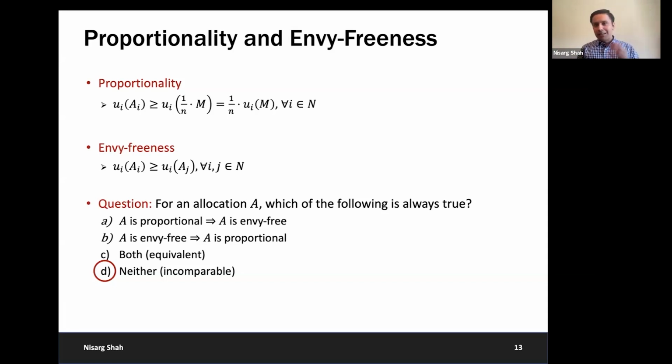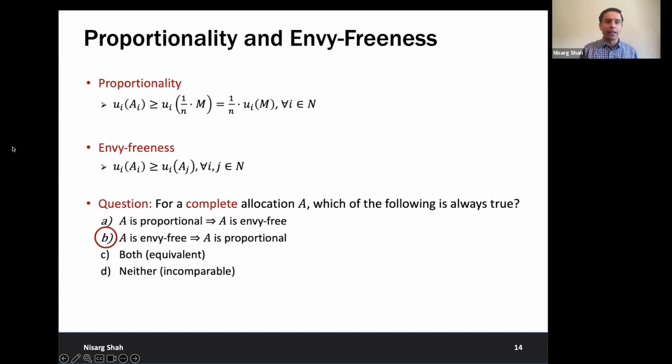All right, but the reason I say that the people who answered B had the right kind of intuition in mind is that if I just change the question slightly to add the word complete, then for a complete allocation, it is indeed true that whenever A is envy-free, it implies that A has to be proportional as well. And if you want to see why, you can just take the envy-freeness definition and average this over all the different values of j. The left-hand side would remain the same, and the right-hand side would average out to exactly 1/n of the utility of i for the entire set of resources. Okay, so this is something that you can very easily check. And in general, envy-freeness is stronger because in general, we do want complete allocations. We don't want to unnecessarily throw away resources.